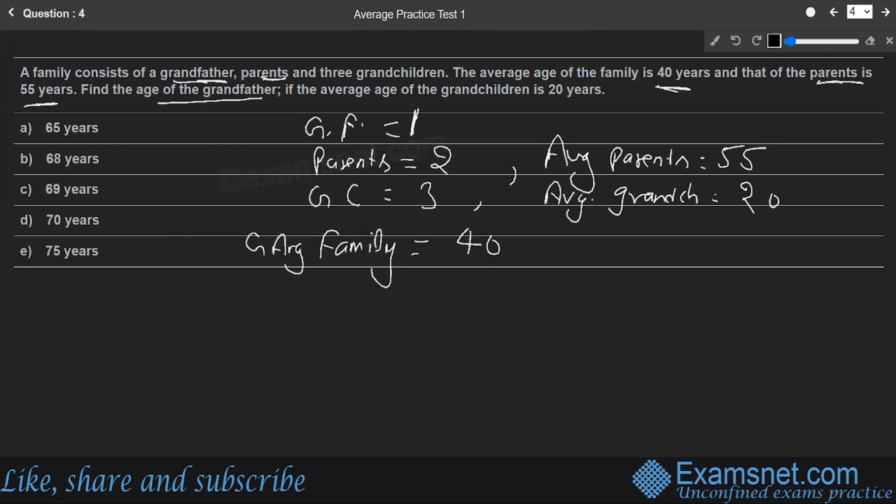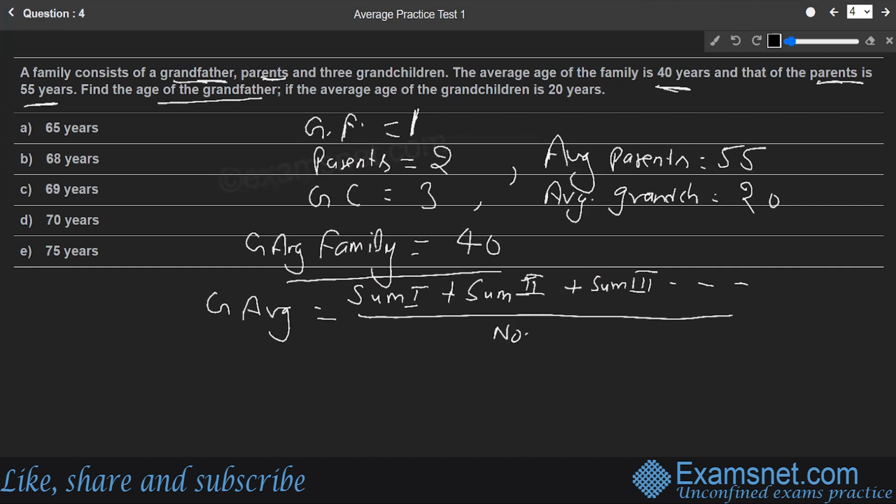Now, in this type of question, since the grand average of the family is given, we can always use the formula for grand average. That is going to be the sum of the first category plus the sum of the second category plus the sum of the third category, divided by the total number of people. Category here means the grandchildren are one category, grandfather and parents are different categories. This is the grand average of the ages of the family. So let us try to do it. Grand average is already given to us as 40.